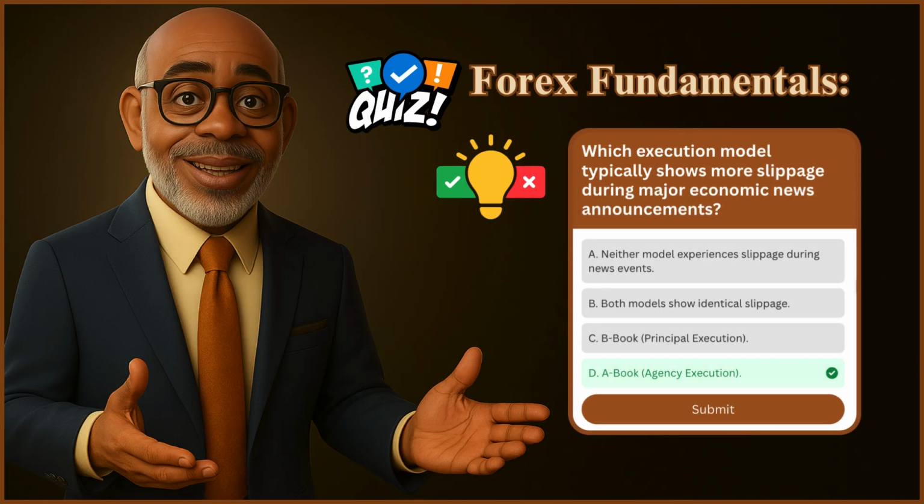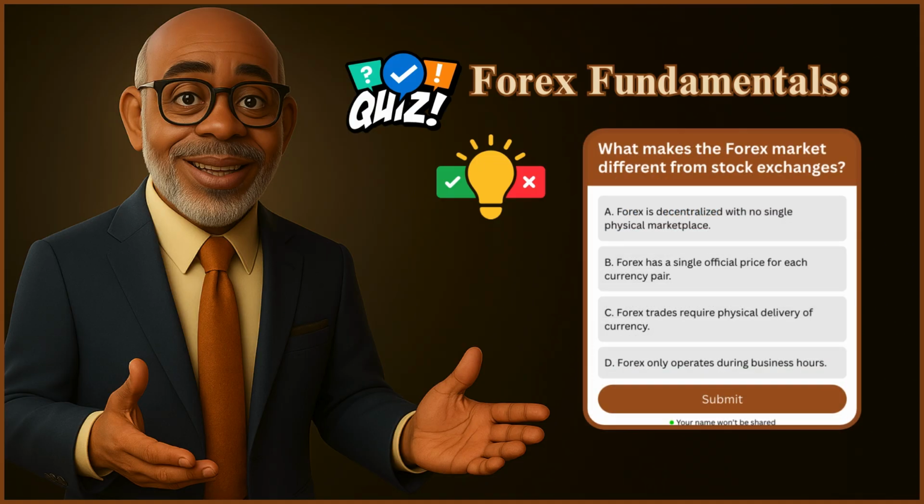The correct answer is D, A book, or agency execution. Because orders are routed directly into the market, even a few milliseconds of delay during fast-moving news can mean your fill price is different than expected. That's slippage in action.